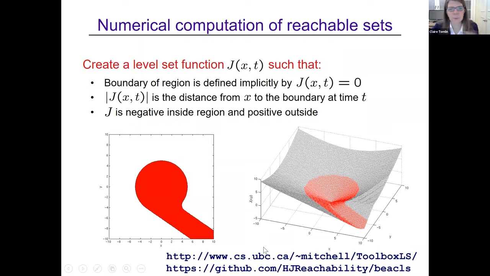You can try out the examples, take the example we have in there, plug in your own dynamics and try out this computation. Basically, we have some advantage of using a level set formulation in that the set is represented implicitly through this function J of X, T. The boundary is the zero level set. If we use a signed distance function to represent the initial J of X at time zero, and we're evolving this signed distance function backwards, then the magnitude of J represents the distance from any state X to the boundary at any point in time. J is negative inside and positive outside.